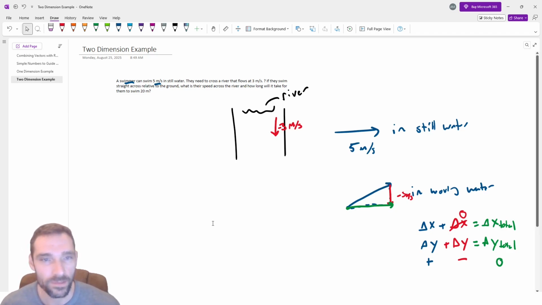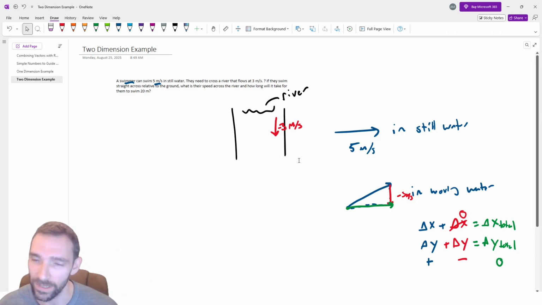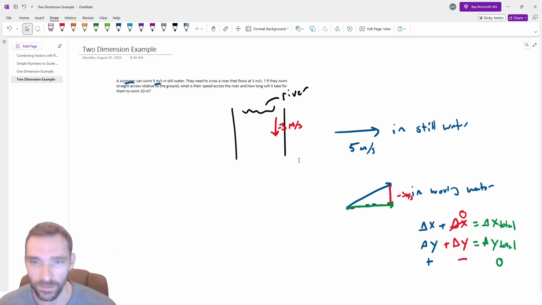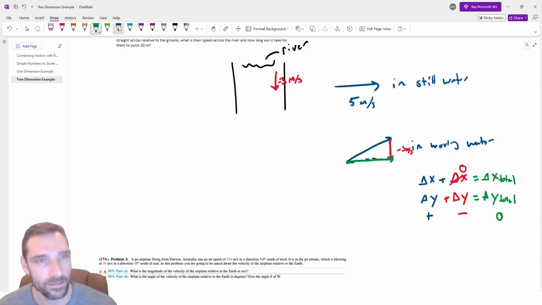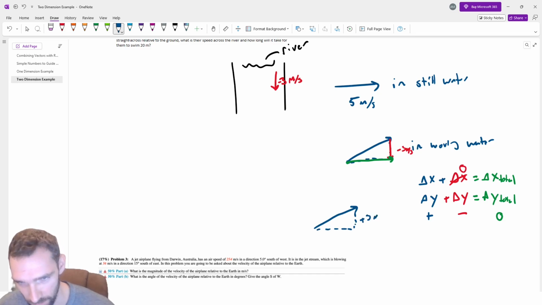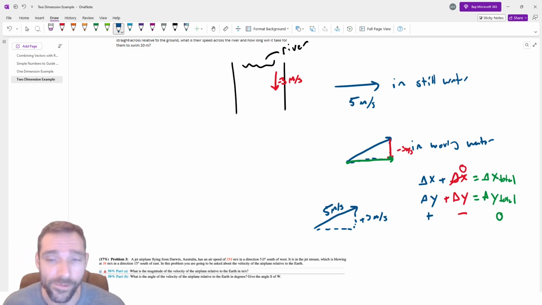So to make that final vector go straight across, these things need to cancel out in their y components. In other words, if this river is going down 3 meters per second in the y component, that means that our y component for the swimmer needs to be 3 meters per second. So we can go back to this triangle here and think about the swimmer's y component as being a positive 3 meters per second, and this being 5 meters per second going that way.